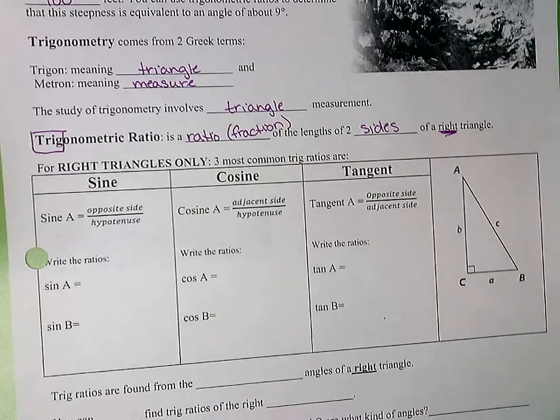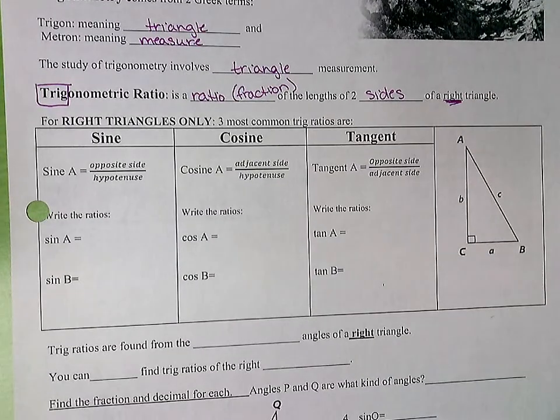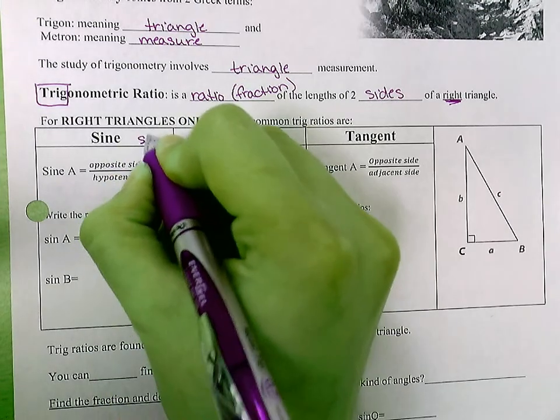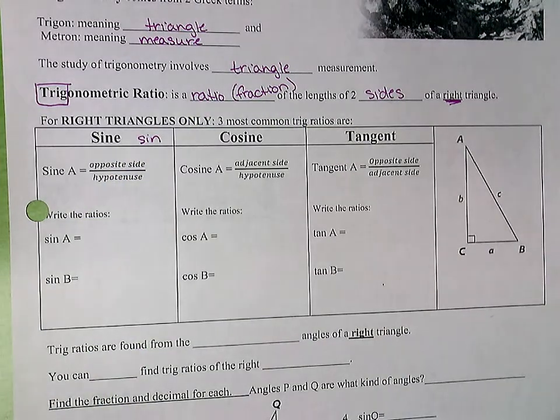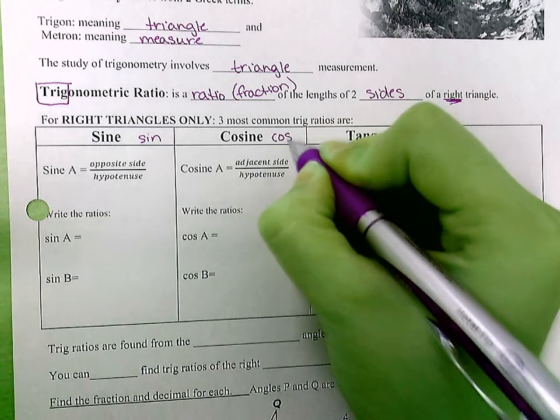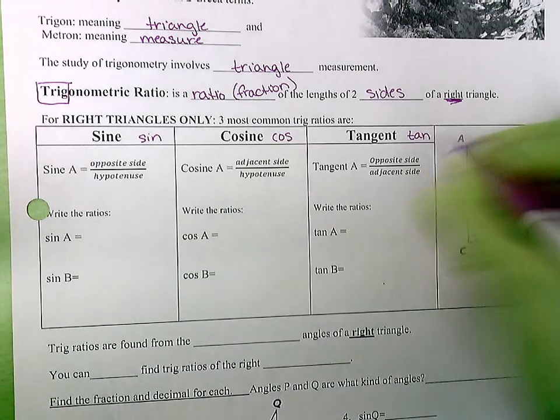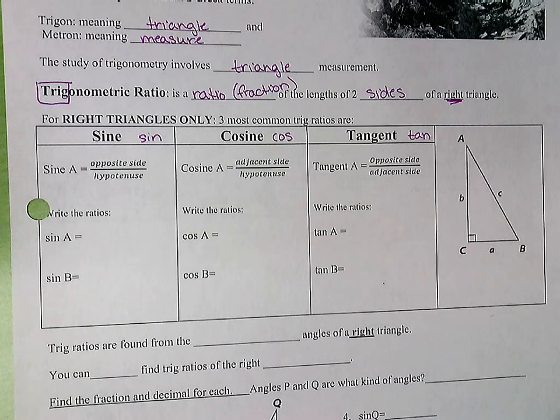The three most common trig ratios are sine, cosine, and tangent. Okay, those are the three that we're going to use. So the abbreviation for sine, even though it doesn't need to be, is SIN. It is still called sine. It's not called sin. Sine. Cosine is COS. And tangent is TAN. Okay, you will need your calculator today. So if you have your calculator, get that out for me.